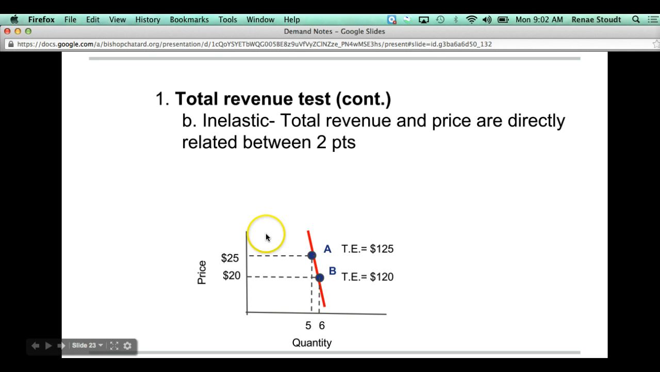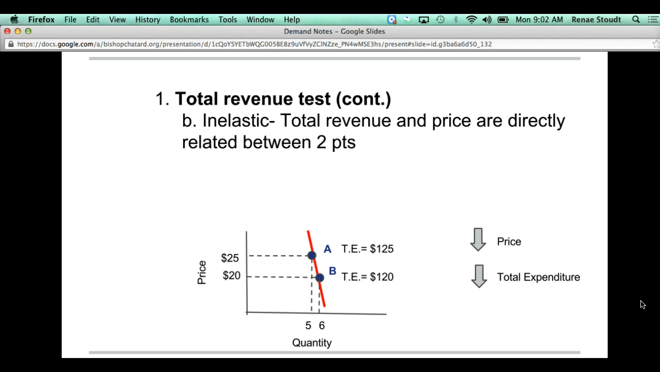Remember, price is over here on our y-axis. So what happened to our price going from A to B? It went down. What happened to our total revenue? Revenue is over here. It went down. So because our price and our total revenue go in the same direction, this is inelastic. They're directly related, they go the same direction.